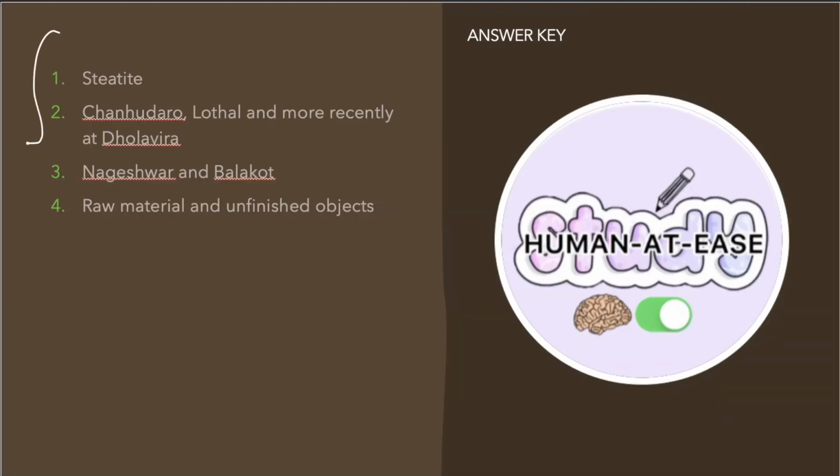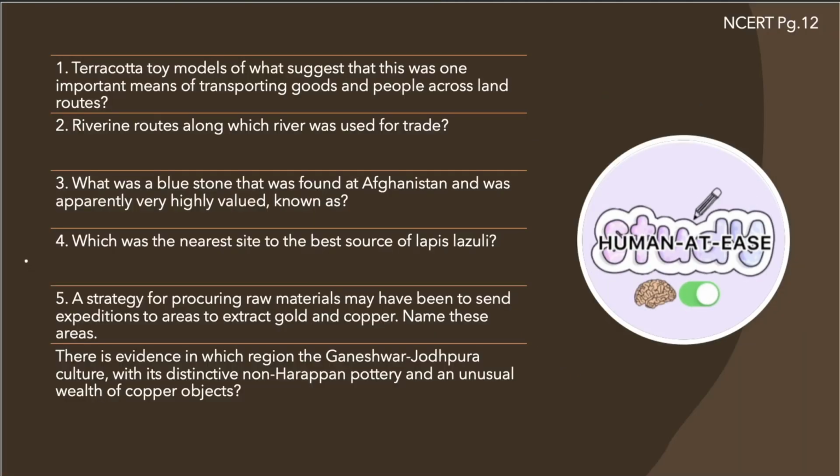Here are your answers for this set of questions. NCERT page number 12. Question number 1. Terracotta toy models of what suggest that this was one of the most important means of transporting goods and people across land routes? Question number 2. Riverine routes along which river was used for trade?